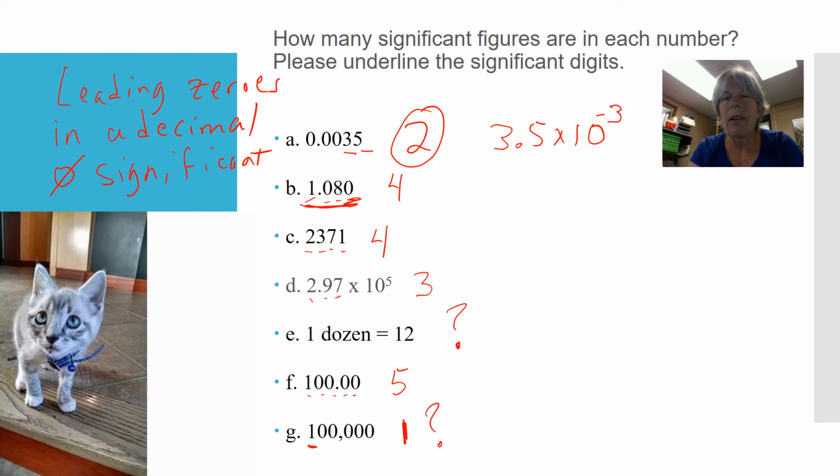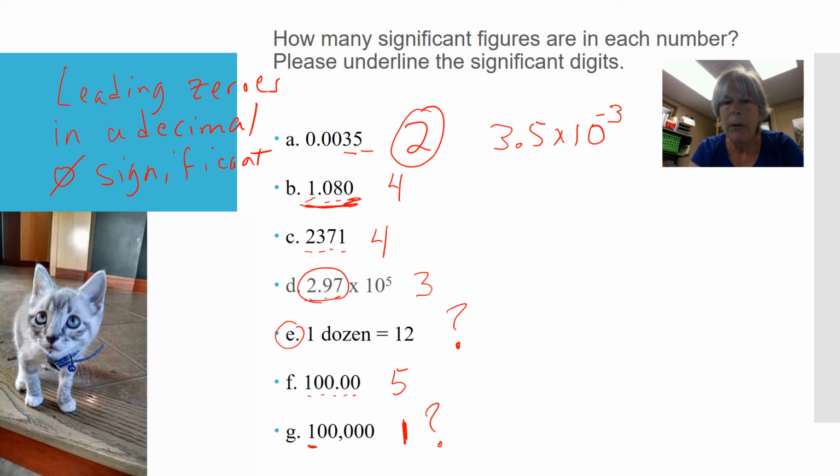Any number is always significant, 1 through 9. Those are always significant digits. It's the zeros you have to watch out for. So in part C, all 4 numbers are significant. In part D, all 3 of these numbers are significant. We don't worry about the 10 to the 5th power. We'll talk about E in a minute.